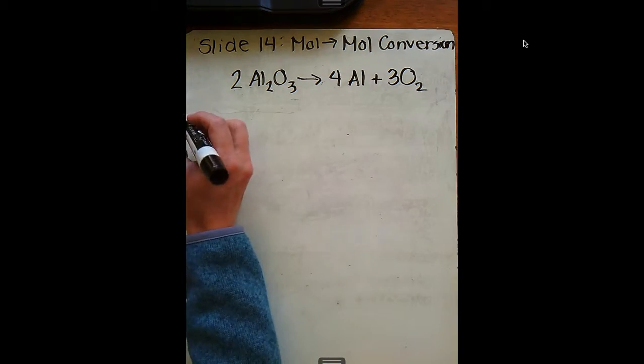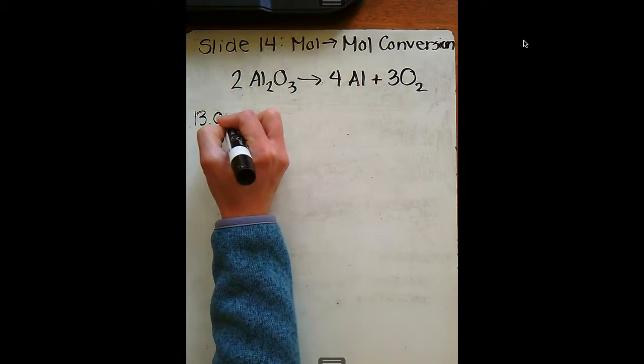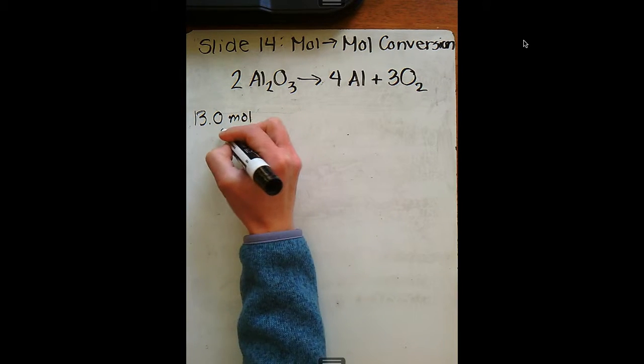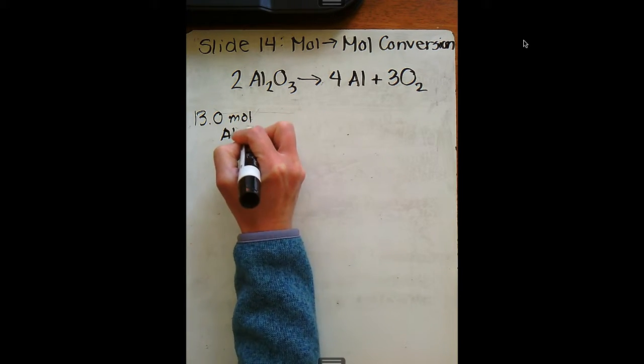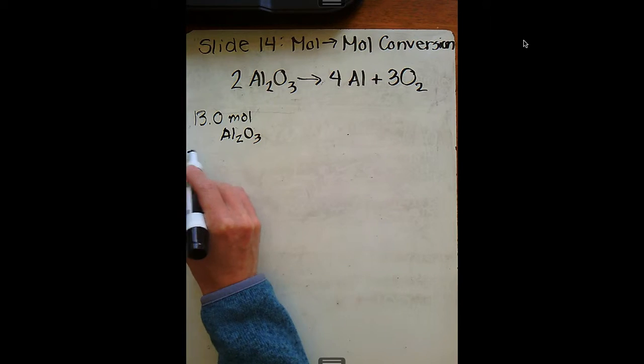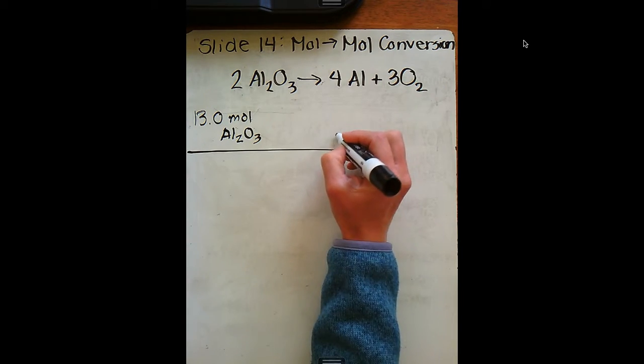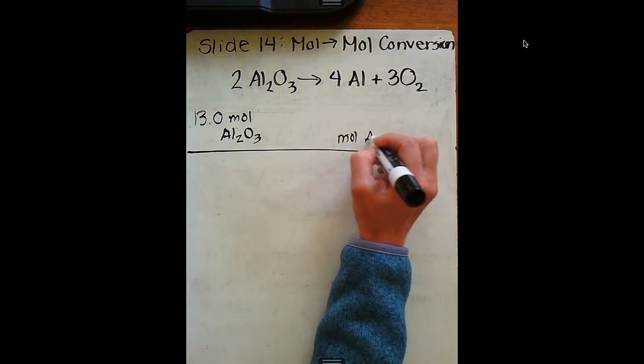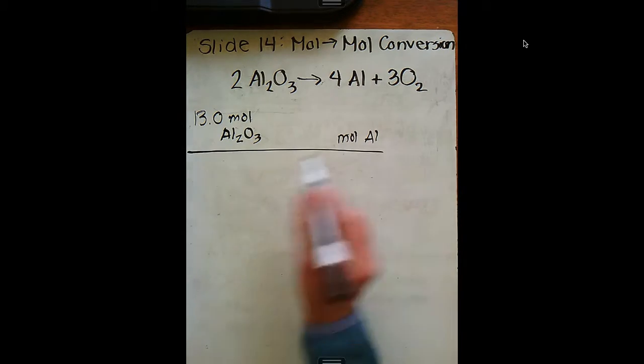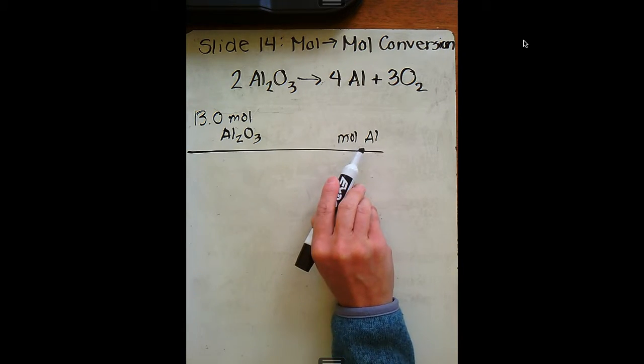Step one, let's write down what we're given, and we are given 13.0 moles of aluminum oxide in the problem. That's what it tells us that we're starting with. And it is asking us how many moles of aluminum could be produced. And so that's what we're trying to get to. Write down what you're given, write down where we're trying to get.